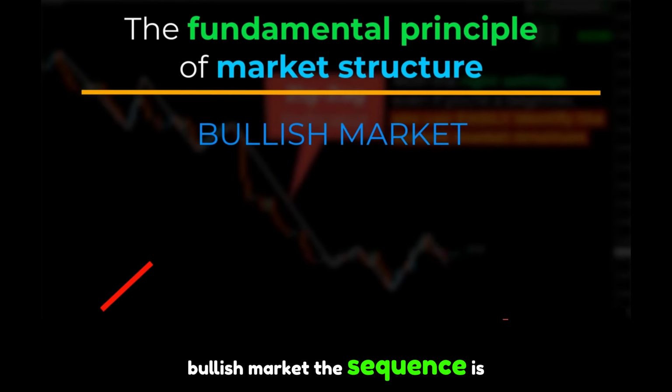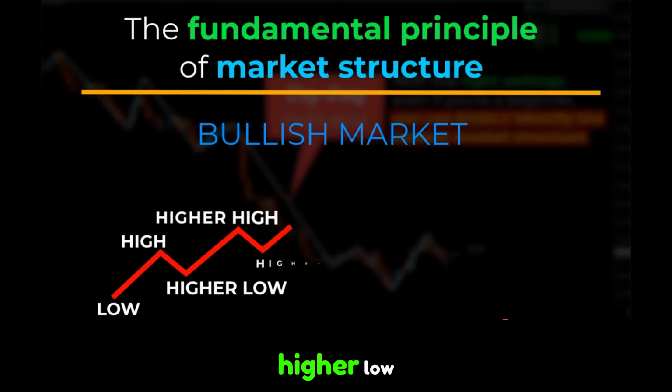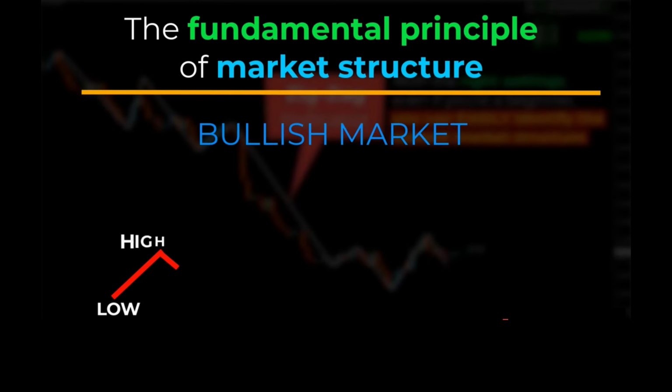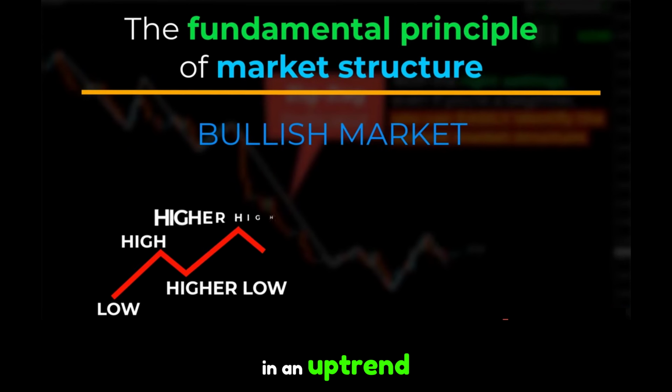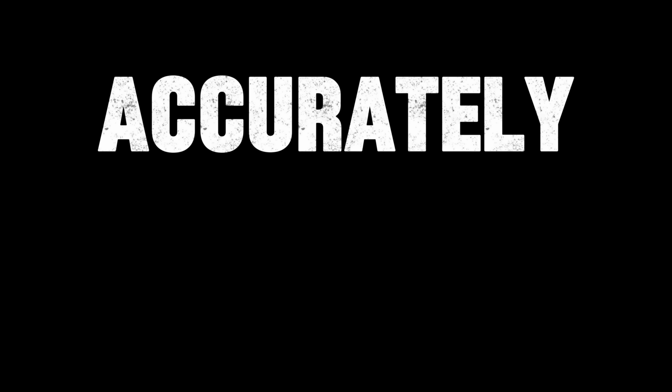In a bullish market, the sequence is low, high, higher low, higher high, higher low, and higher high. Spot this structure, and that means the market is in an uptrend. Sounds simple, right? This is just the foundation. Markets can move in unpredictable waves, and as a trader, you need to develop the skill to read these shifts accurately.